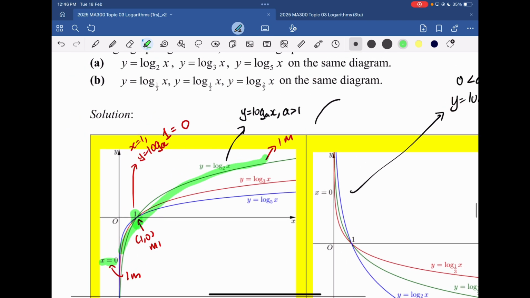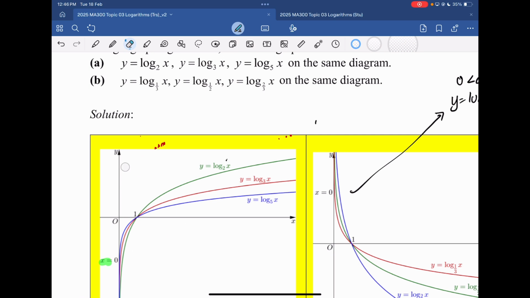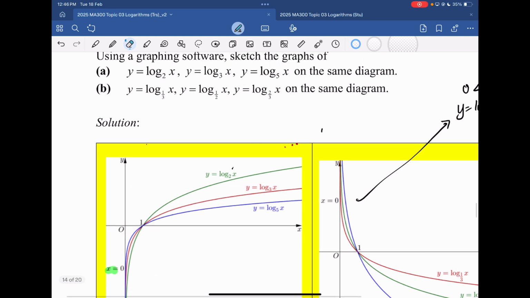What is not so crucial in the near future is that you don't need to consider different bases on the same graph. You just need to know the shape. Now what shape is this? How do you remember?